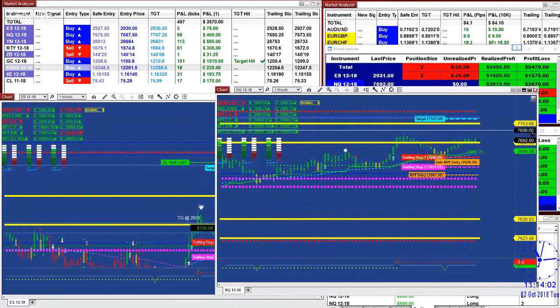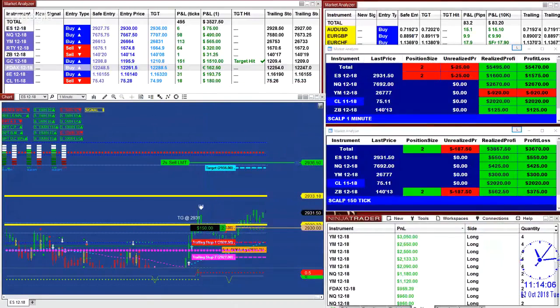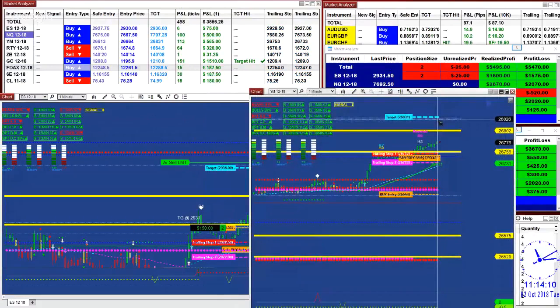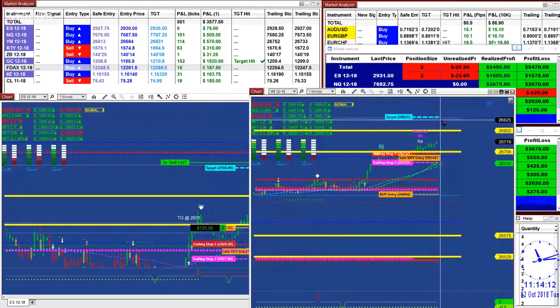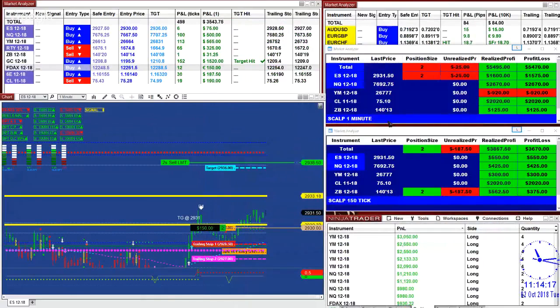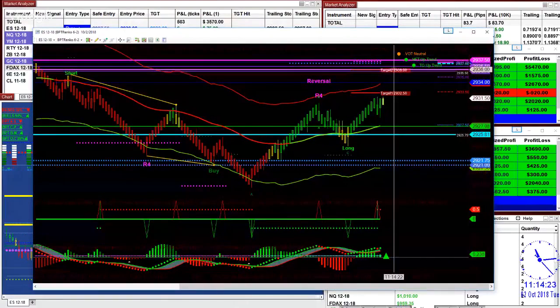Once this Nasdaq hits the target, I'll keep my eye on it. Also, we have a short on the YM. Once we hit the target, we have a short trade on that area. But we need to get all the way up there in order for us to take the short. And we have a short reversal trade also on the Nasdaq, on the ES.